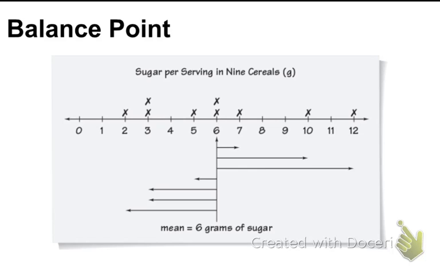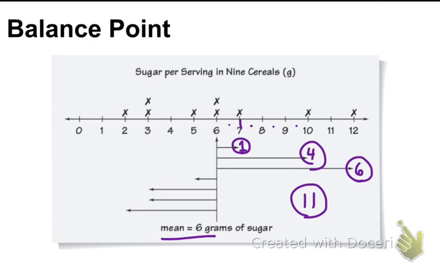By making that into a line plot, you can see that we have all these different cereals, and our mean calculated out is 6 grams of sugar. Well, I've got one cereal here that is 1 away from the mean. I have a cereal here that is 1, 2, 3, 4 away from the mean. I have one cereal here that is 6 away from the mean. If I add those together, 1 plus 4 plus 6, I get 11. Okay? All these values together kind of pull down 11 in this direction.